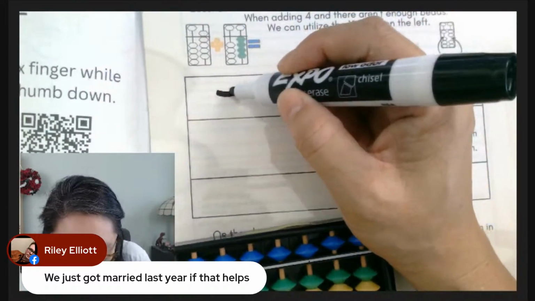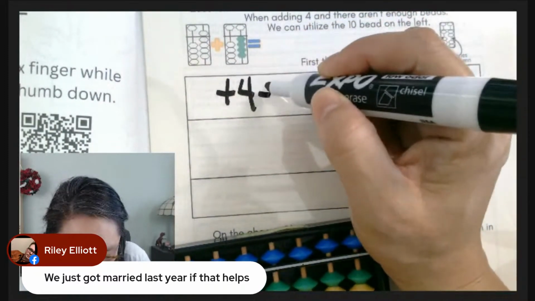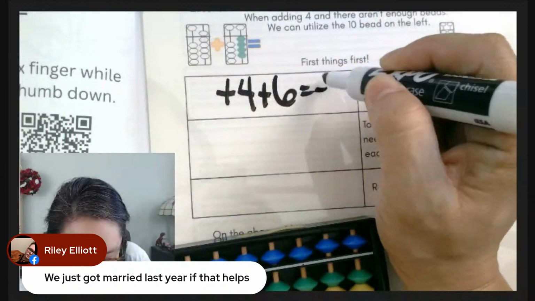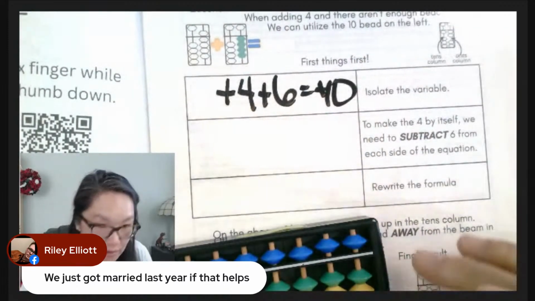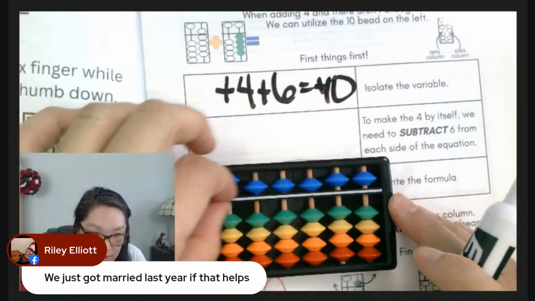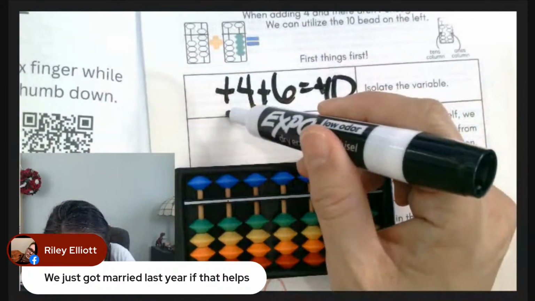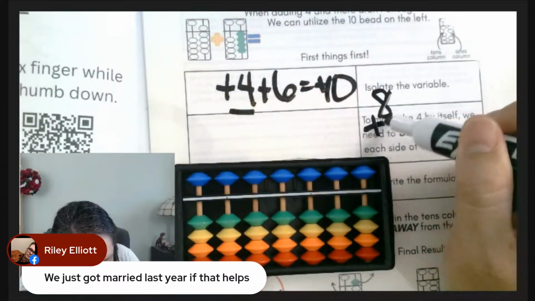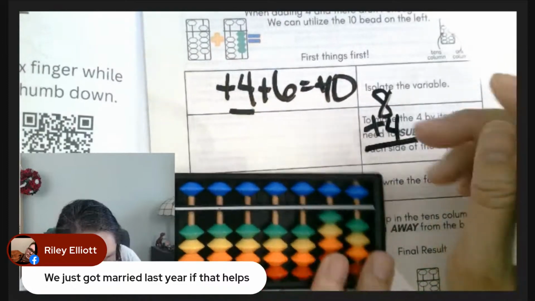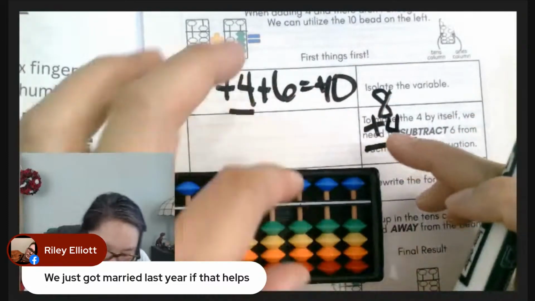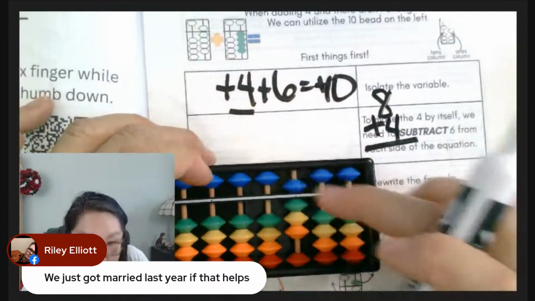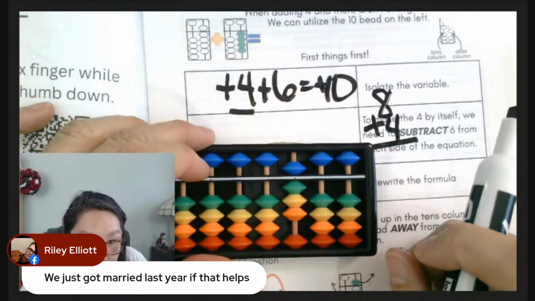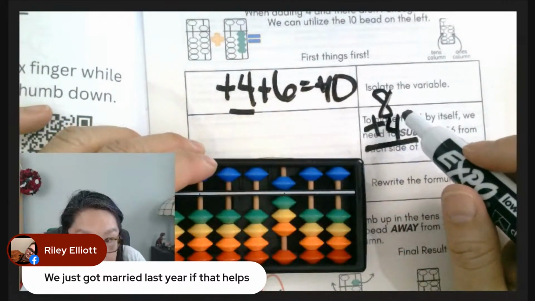When we do 4 plus 4 is equal plus 6 equals to plus 10. Hopefully that made sense. And then what we're going to do is we're going to isolate this variable, because what's the question? The question is 8 plus 4. You will notice when I do 8, I already have a 5, so I cannot use the previous formula.